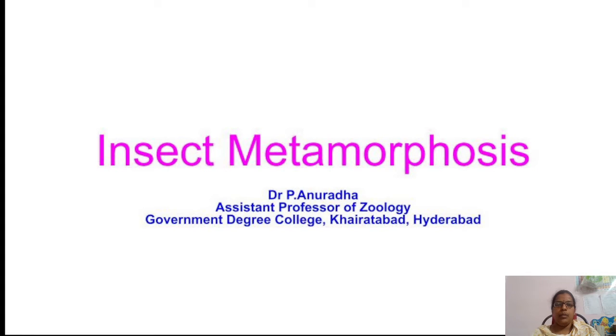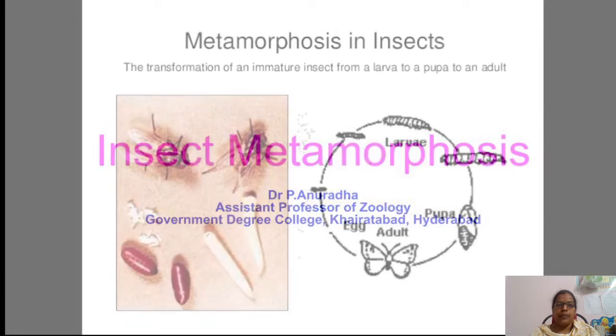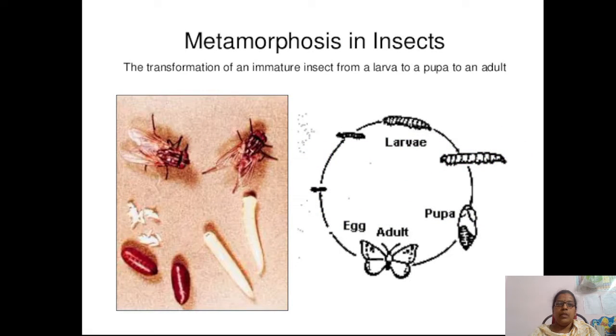Hello students, today we are going to talk about the topic insect metamorphosis. So what is metamorphosis? Metamorphosis in insects mainly deals with the transformation of an immature insect from a larva to a pupa or to an adult.